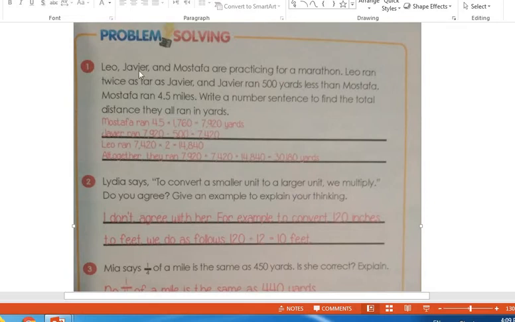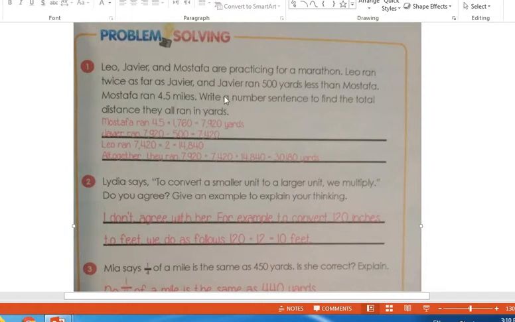Okay, Leo, Javier and Mustafa are practicing for a marathon. Leo ran twice as far as Javier, so underline this sentence. And Javier ran 500 yards less than Mustafa. Underline this sentence too. Mustafa ran 4.5 miles. Write a number sentence to find the total distance that they all ran together in yards.